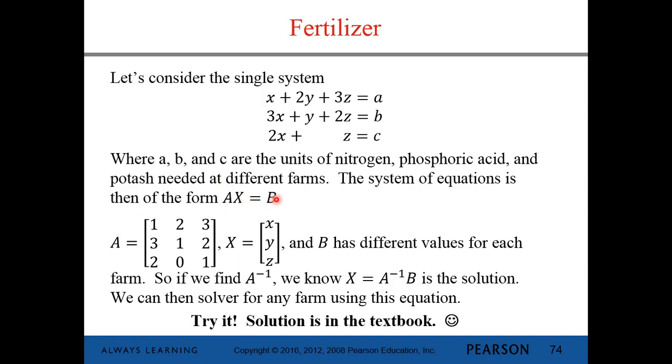So if AX equals B, A is going to be our coefficient matrix, which we get from here. X is our variable matrix, which we get from X, Y, Z. And then B is going to be the matrix that has the different values depending on the farm. The first thing we're going to do is find the inverse matrix. Once we find the inverse matrix using A, then the solution for the variables is going to be just taking the inverse matrix times B, which again is going to change for different farms.